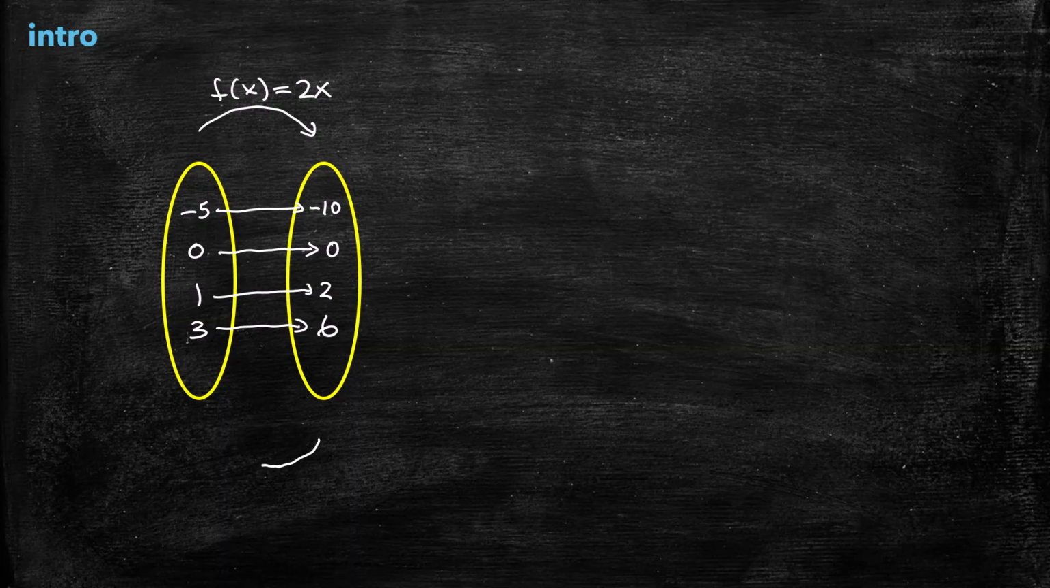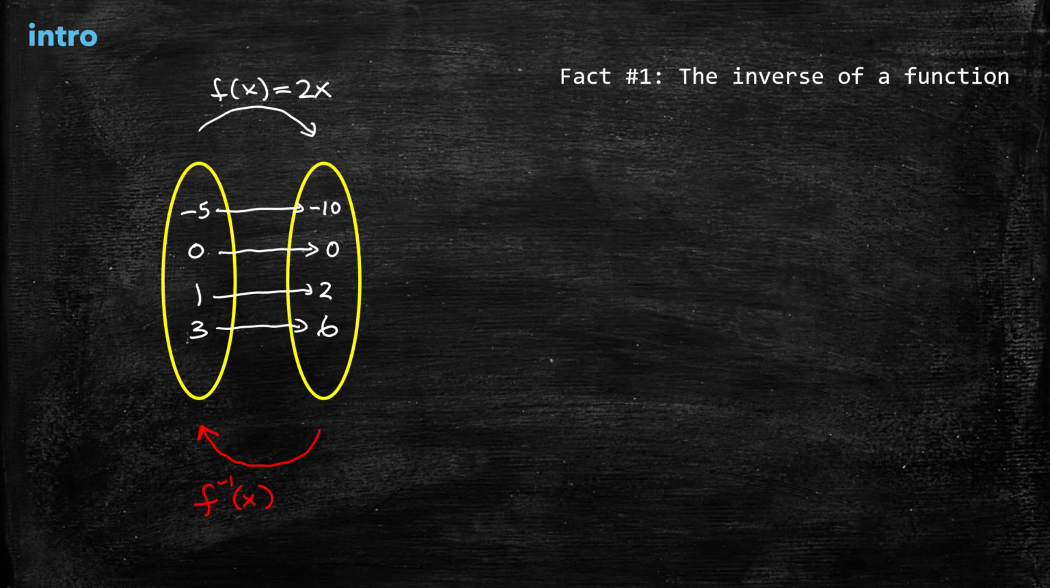So let's use a different color. To get back from the right-hand side to the left, that would be the inverse function. We have special notation for that. We write f to the -1 of x, as opposed to just calling it a new function like g of x, because then we wouldn't realize how intimately connected they are.